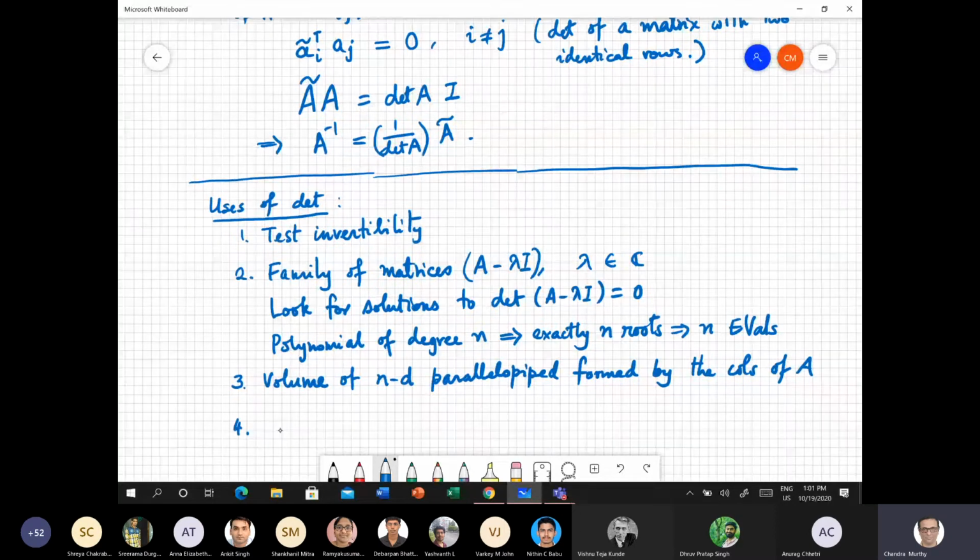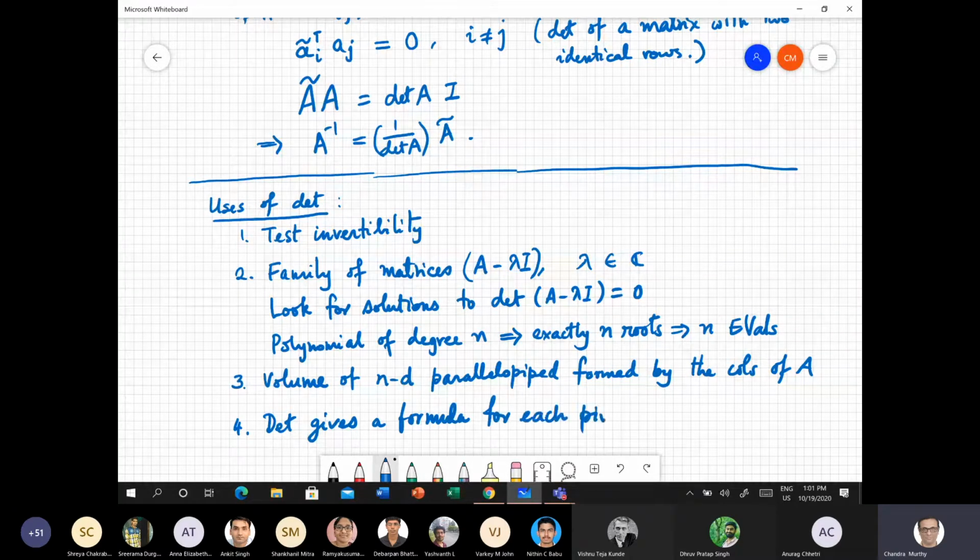The next one is that the determinant can actually be used to obtain a formula for each pivot element in the row reduced echelon form. I'll discuss this more later when we talk about matrix factorization. But for now, for the sake of completeness, I'll put down this thing. It gives a formula for each pivot element in the row reduced echelon form.